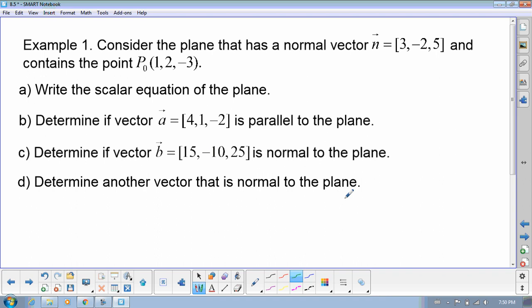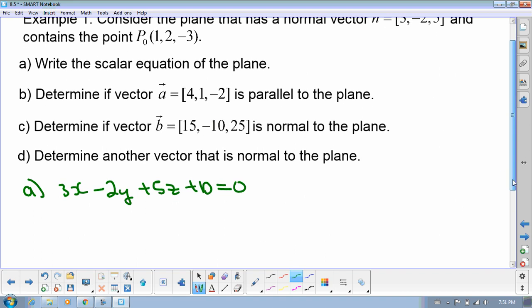So here's our first set of questions. Consider the plane that has normal vector n (3, negative 2, 5), and contains the point P naught (1, 2, negative 3). To get the scalar equation of the plane, I am going to sub in my normal for the A, B, and C, so I have 3x minus 2y plus 5z plus D. Just having the normal, I already know what A, B, and C are. I want to know what D is, so that's where the point comes in.